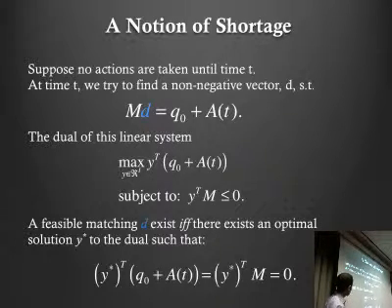However, if you take this linear system and you write its dual, you arrive at this problem. This is easy to derive. And basic duality theory just tells you that a non-negative feasible solution here exists if and only if there exists an optimal solution y to the dual that satisfies this: y transpose (q0 plus a of t) equals 0. Okay.